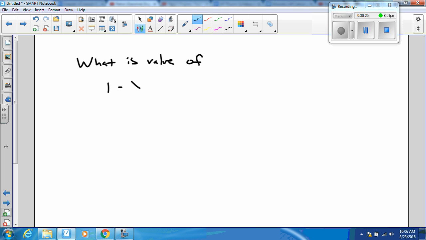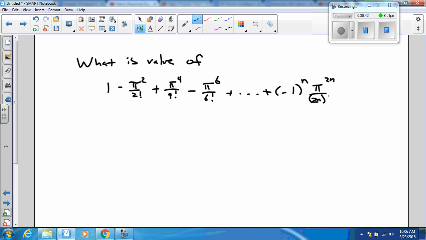of 1 minus pi squared over 2 factorial plus pi to the 4th over 4 factorial minus pi to the 6th over 6 factorial, plus, negative 1 to the n, pi to the 2n over 2n factorial. Our first thought when we look at this is, I have no idea. I can't add up powers of pi out to infinity and find their value.